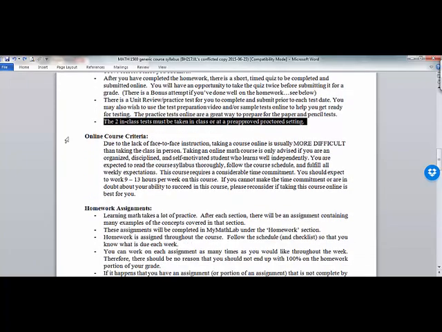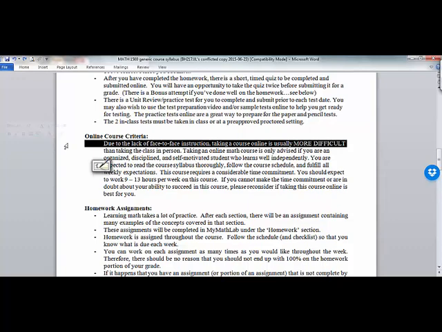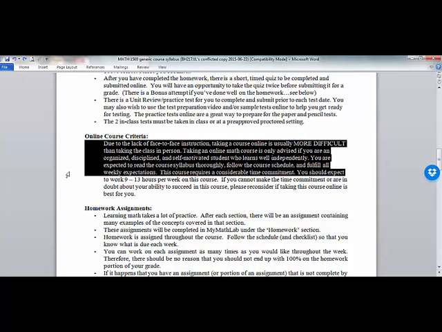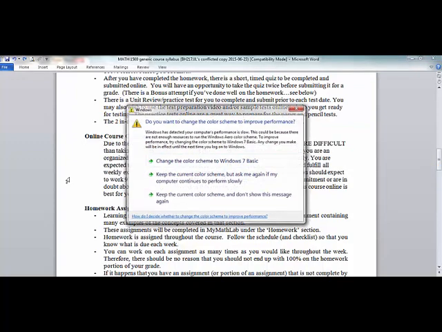Next, I'd like to talk a little bit about taking an online class. Due to the lack of face-to-face instruction, taking an online course is usually more difficult than taking the class in person. Taking an online math course is only advised if you are an organized, disciplined, and self-motivated student who learns well independently. You are expected to read the course syllabus thoroughly, follow the course schedule, and fulfill all weekly expectations. This course requires a considerable amount of time commitment. You should expect to work 9 to 13 hours per week on this course.